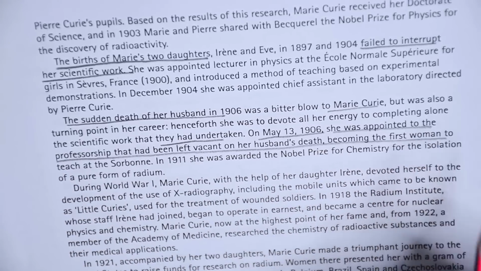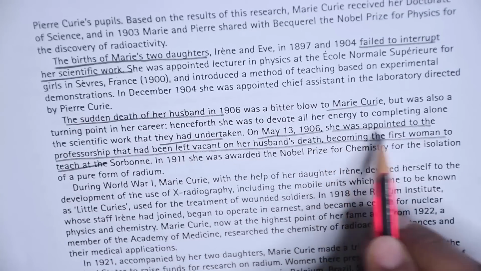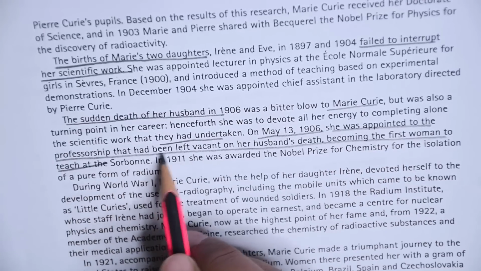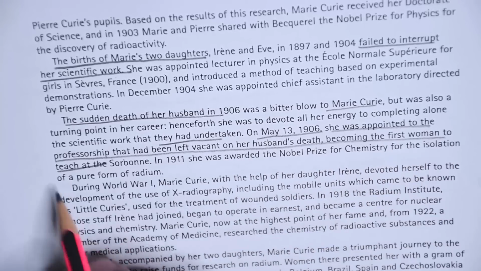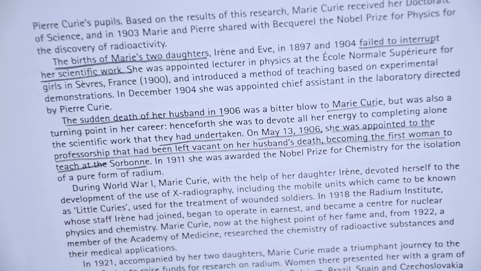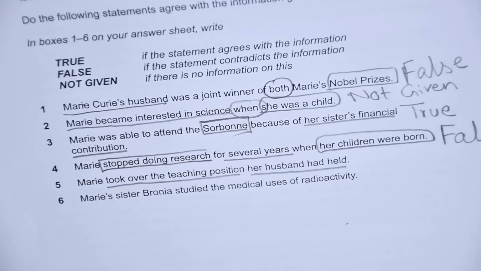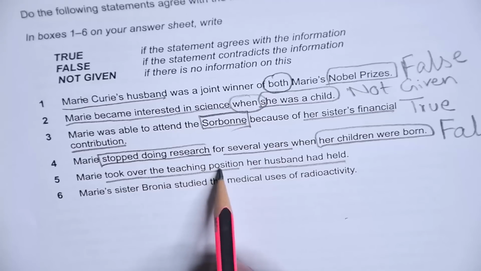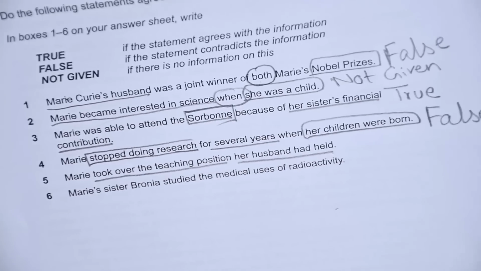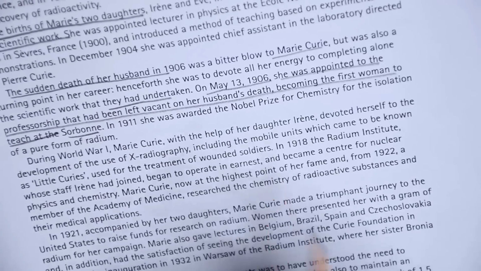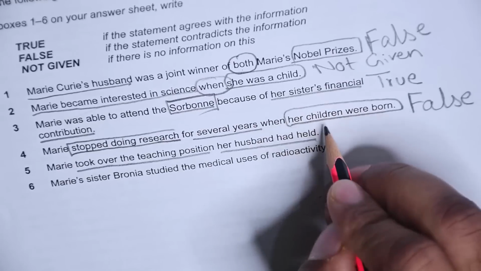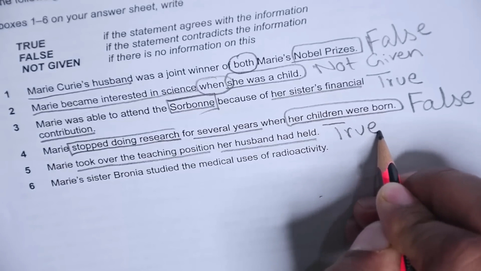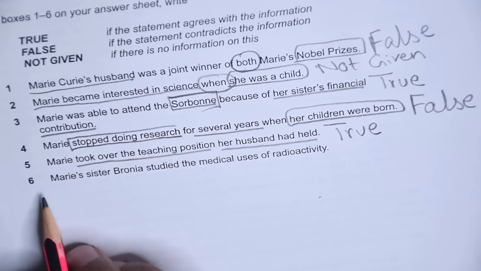Wow. So sad, huh? Wow, I'm feeling sentimental. So they say she was appointed to the professorship that had been left vacant on her husband's death, becoming the first woman to teach at the Sorbonne University, that's the University of Paris. So Marie took over the teaching position her husband had held. Actually, that is true because they say that had been left vacant on her husband's death. So question number 5, the answer is true. Let's go on.